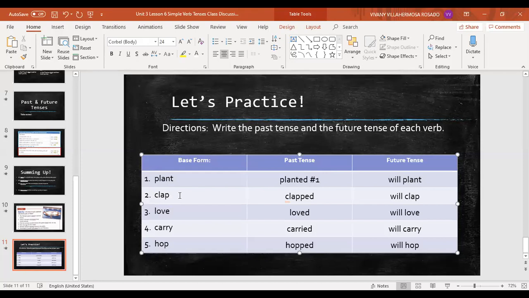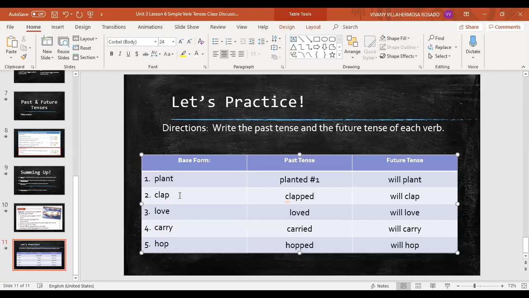Clap. Clap is a one-syllable word. Okay, good. But we know that there are three things that we have to look for to know whether or not we have to double the consonant. So clap, okay, only one, so it's a one-syllable word. Let's look at the word clap.